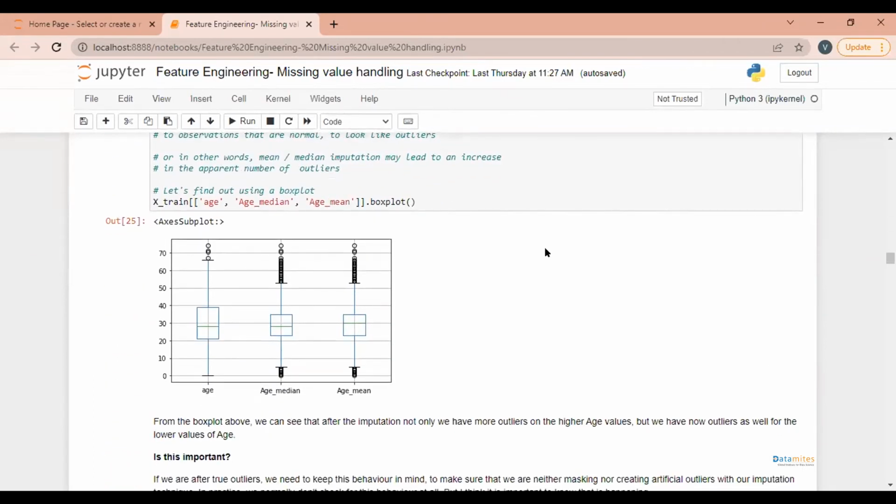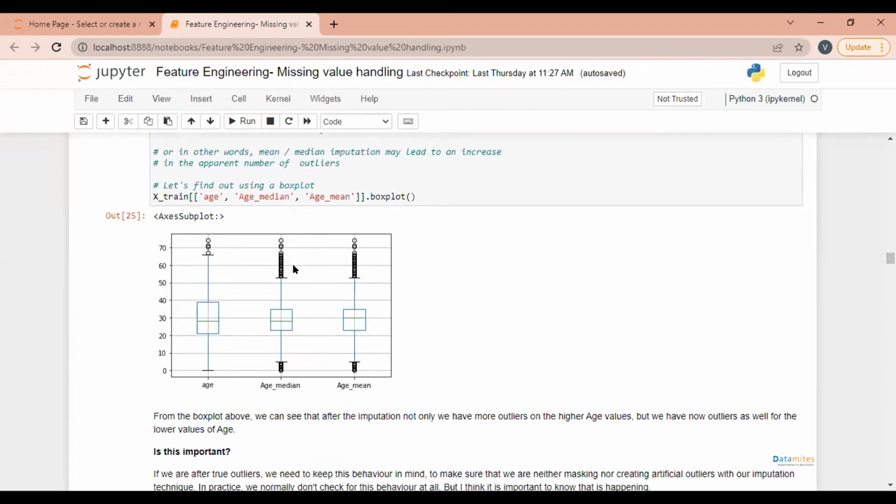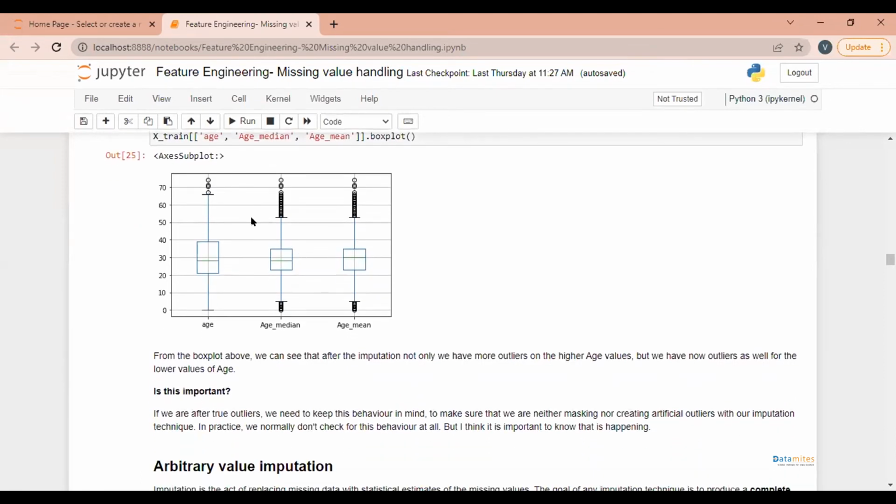Not only does it affect the distribution, but if we observe the box plot of age, we will see that the outlier count has also increased, because the distribution has now shrunk even more. The outlier detection has increased at both ends. So after imputation, not only has the distribution been distorted, but more outliers have been observed at higher age values, and also at lower age values.